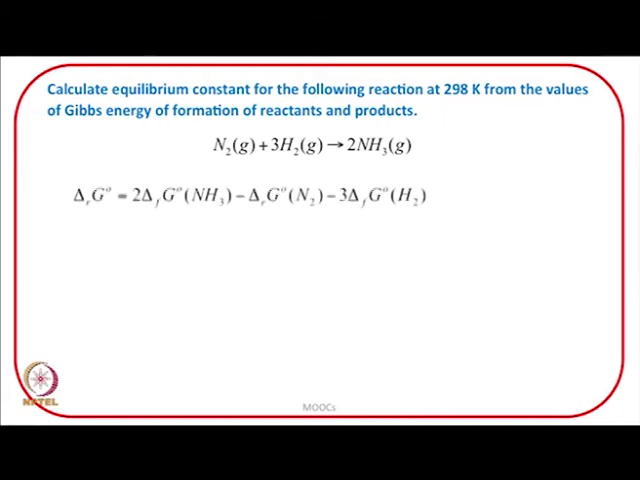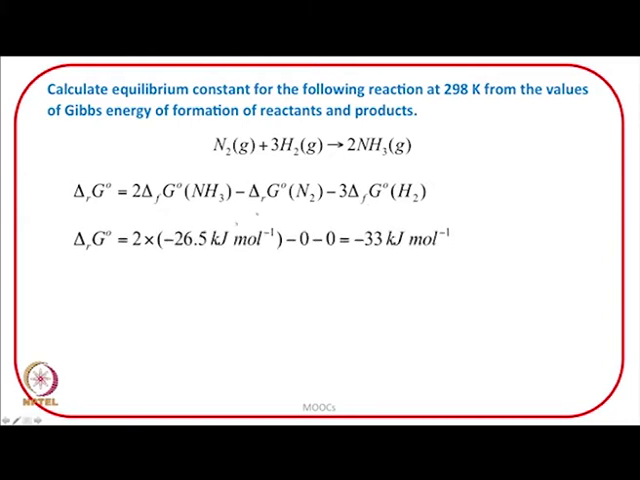And as we discussed earlier, we can get the standard reaction Gibbs energy from the values of the standard Gibbs energies of formation. For this reaction, standard reaction Gibbs energy will be equal to twice the standard Gibbs free energy of formation of ammonia minus that of nitrogen minus 3 times that of hydrogen. And we know for nitrogen and hydrogen, which are elements, the Gibbs energies of formation are 0, and therefore we can get the value of delta R G naught from the value of Gibbs energy of formation of ammonia. So delta G naught is minus 33 kilojoules per mole.